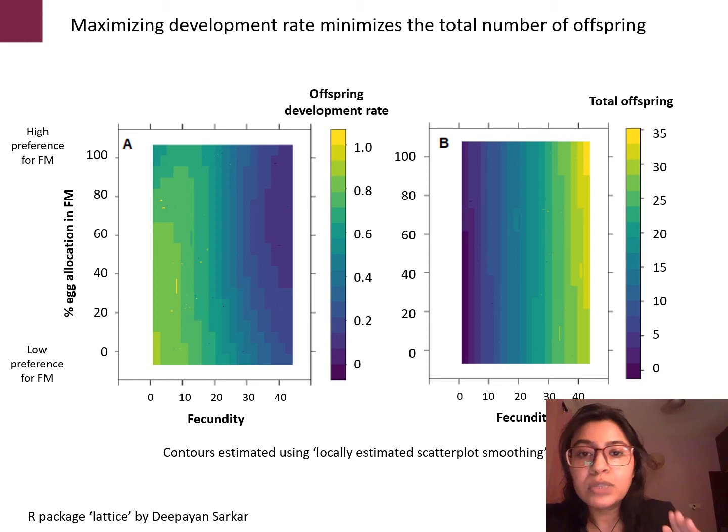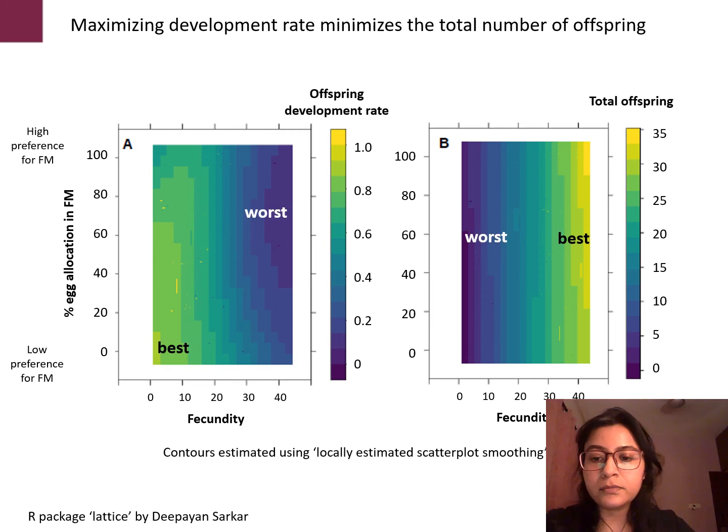Here you can see a smoothened version of the scatter plot I just showed you. And just to reorient you again, here yellow indicates high fitness and dark blue is low fitness for each of these two components. So here we can see that the best strategy to maximize development rate is to lay very few eggs and to allocate all of them to the optimal wheat resource. This is also the worst strategy to maximize the total number of offspring.